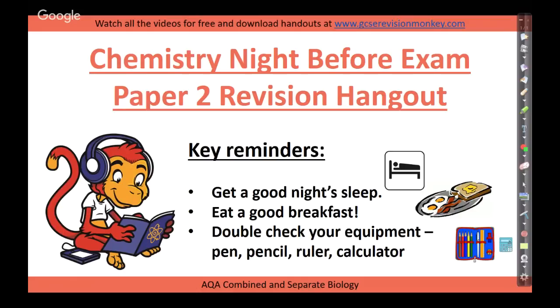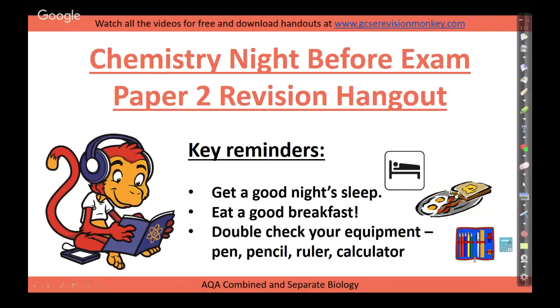Remembering also the couple of key tips for the exam. If there's something that you really can't quite remember, then brain dump it as soon as you get into the exam on some white space inside when they tell you to start. And make sure you have all of your equipment with you. You must have a pen, pencil, ruler, and a calculator for this exam. So let's get started then.